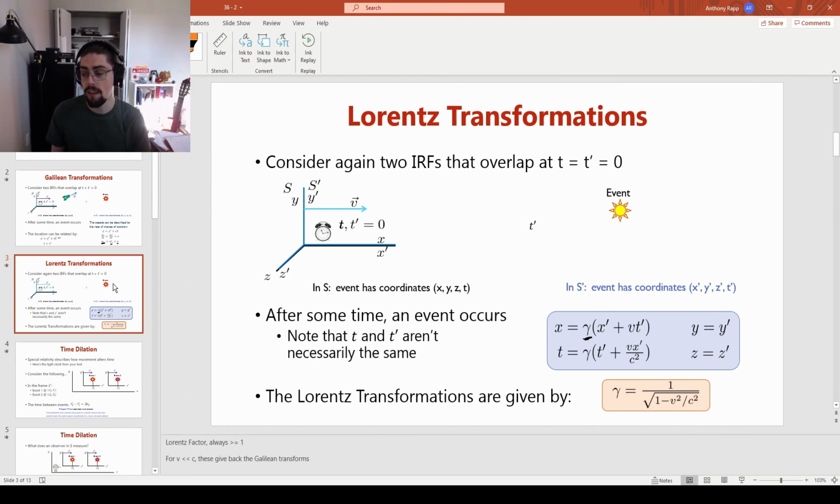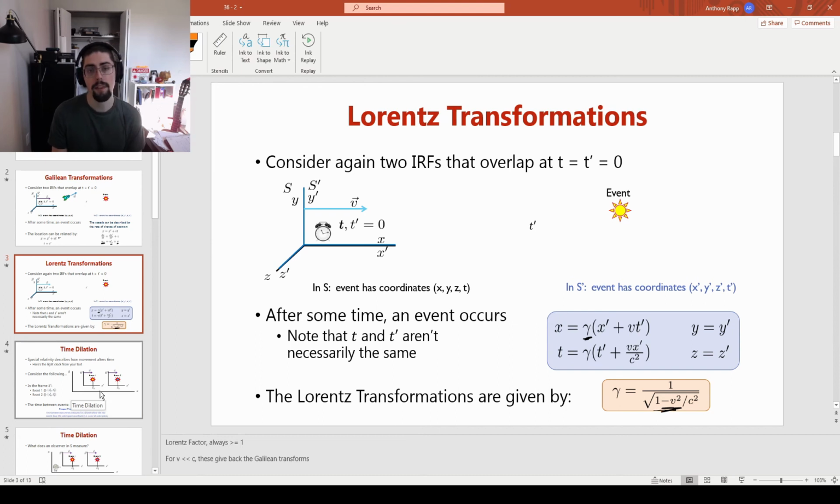It depends on this gamma value, what we call the Lorentz factor, and the Lorentz factor is just some factor determined by how fast S prime is moving. So how fast are you walking? That's the velocity that you plug in for the Lorentz factor that shows up in these other things.